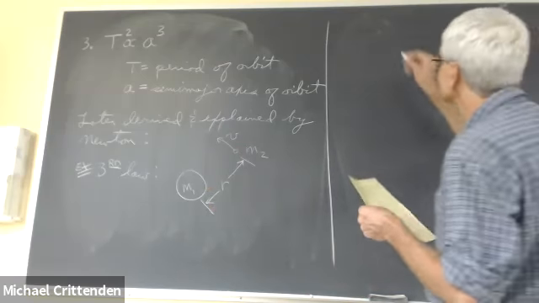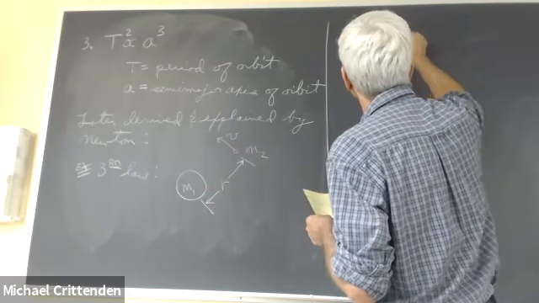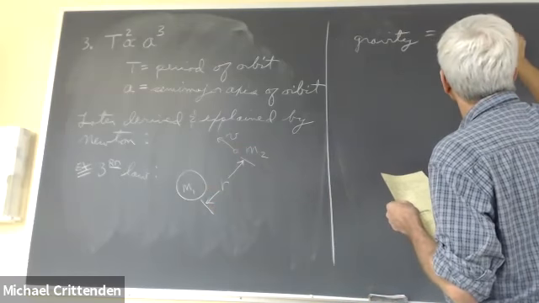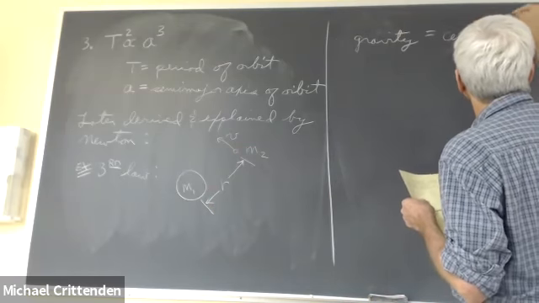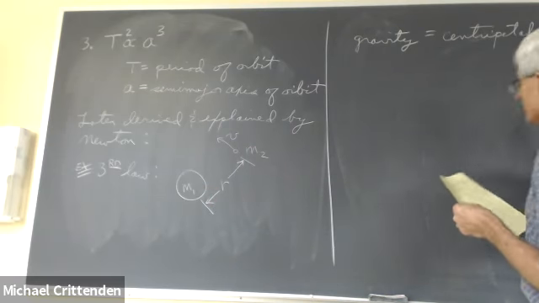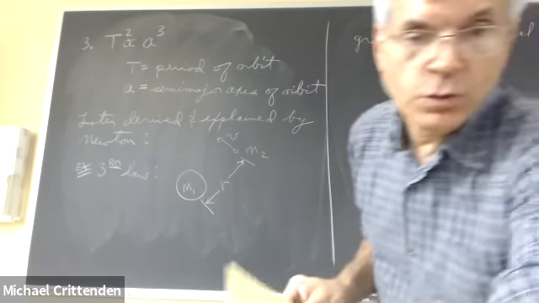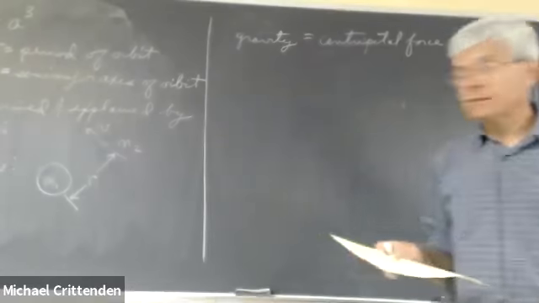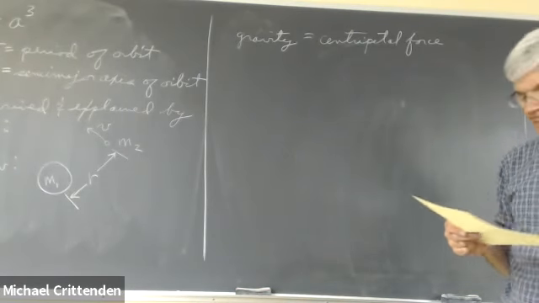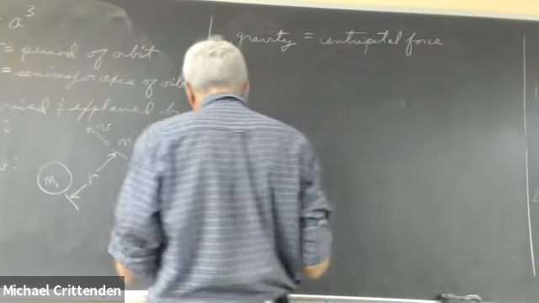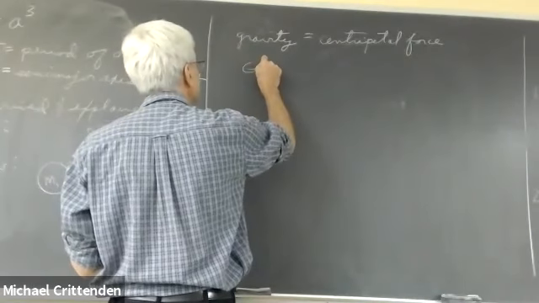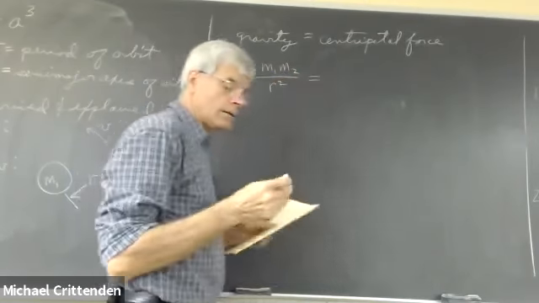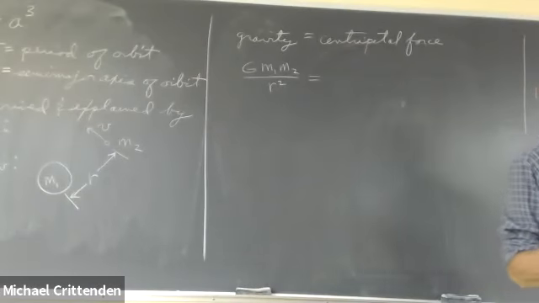So as this thing circles around that, it is gravity that provides the centripetal force. Gravity is the force toward the center that makes the little mass circle the big one. The force of gravity is given by Newton's inverse square law.